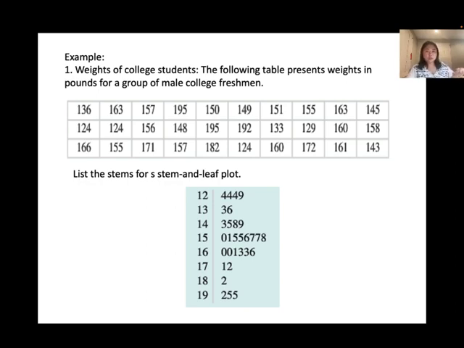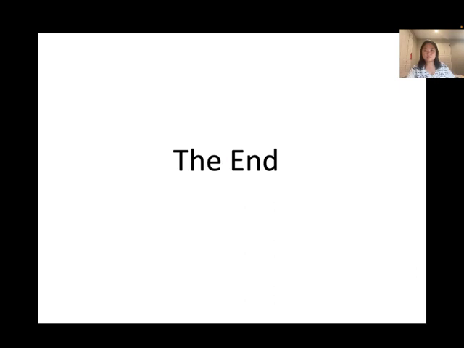Okay, so for these sessions, we learned 3 graphs for numerical data. First one will be the dot plot. Second one will be the histogram. The last one will be the stem and leaf plot. Okay, we usually use the histogram. And make sure you guys know how to construct the dot plot, histogram, and also the stem and leaf plot. You may have it on the exam. Okay, that's it.